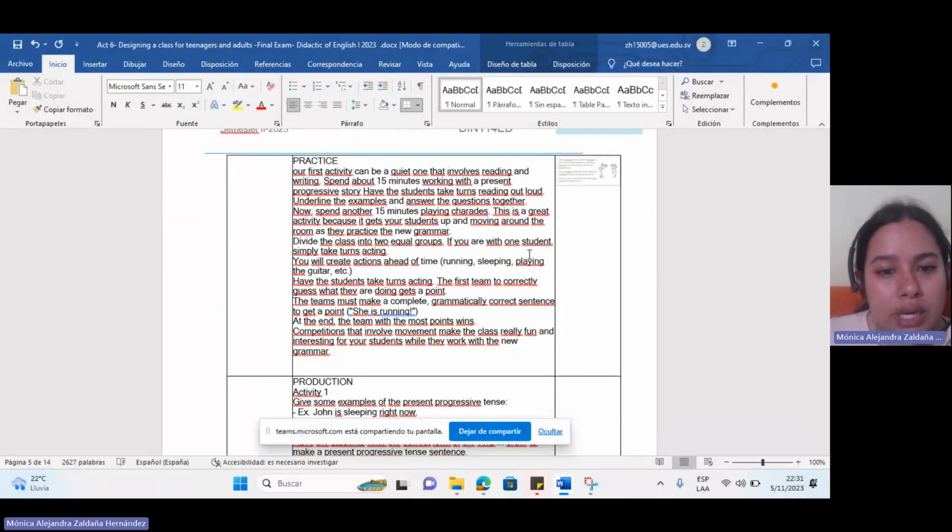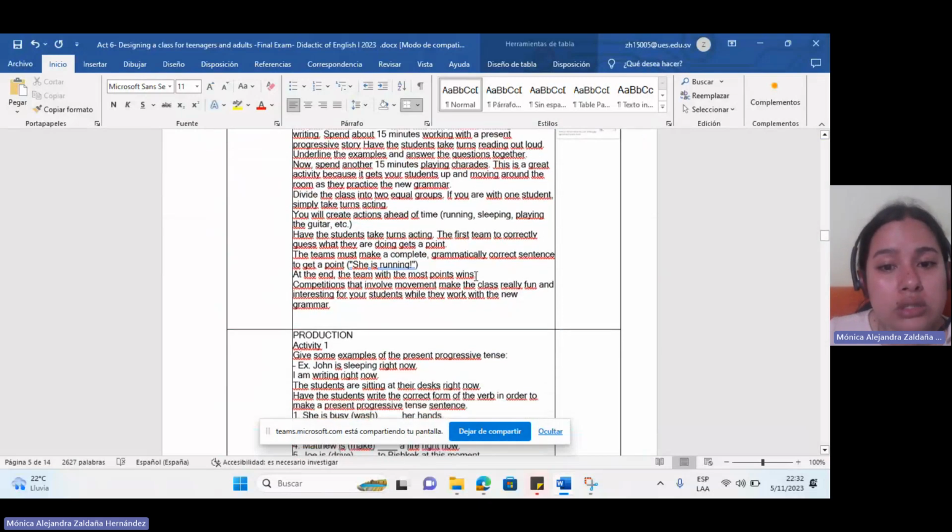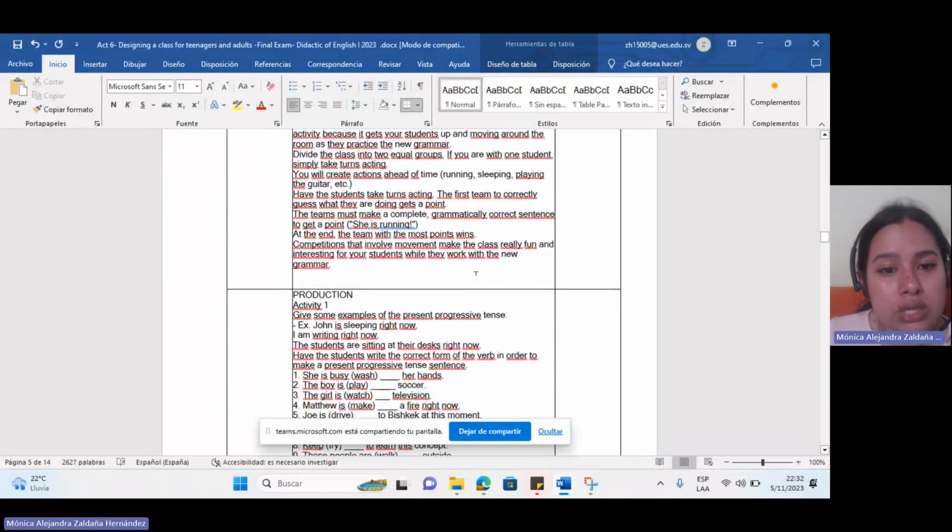Have the students take turns acting. The first team to correctly guess what they are doing gets a point. The teams must make a complete, grammatically correct sentence to get the point: "She's running." At the end, the team with the most points wins. Competitions that involve movement make the class really fun and interesting for your students while they work with the new grammar.